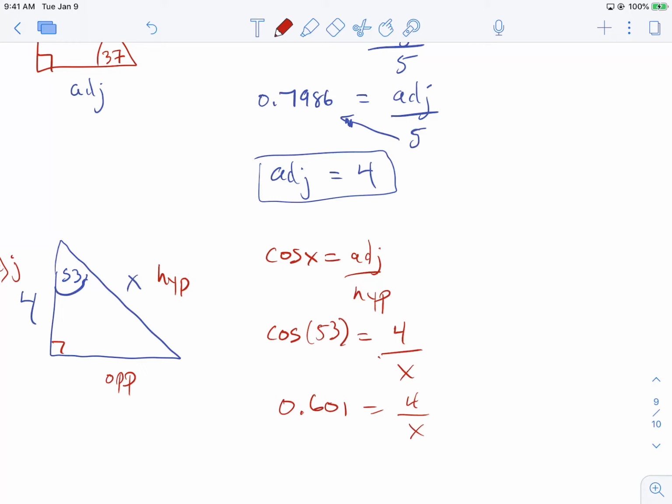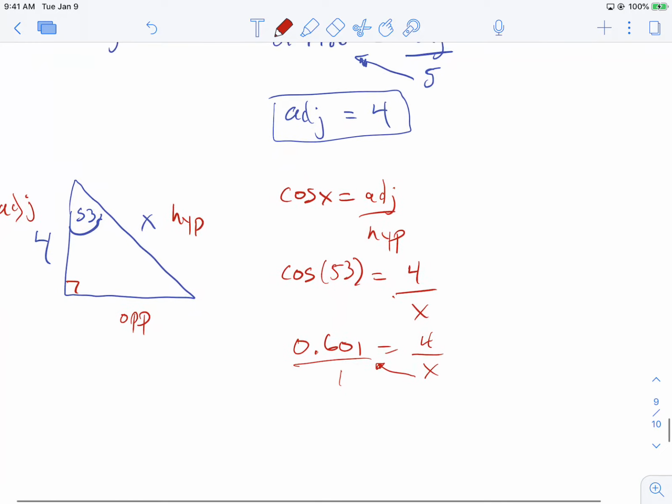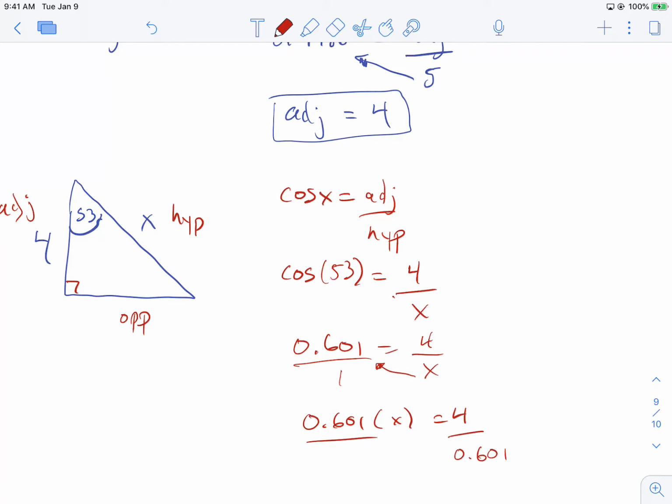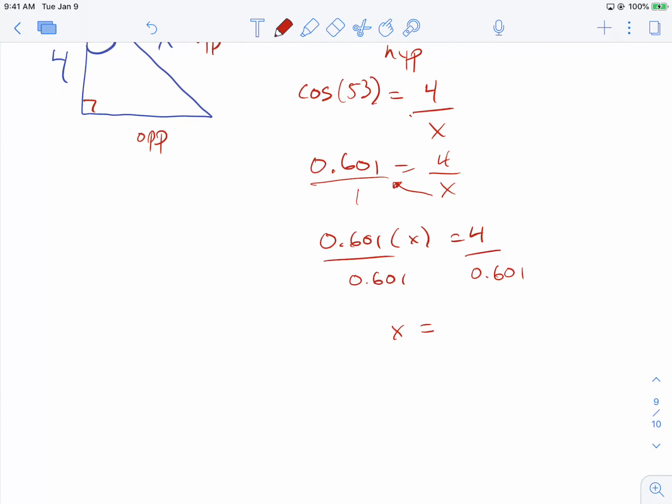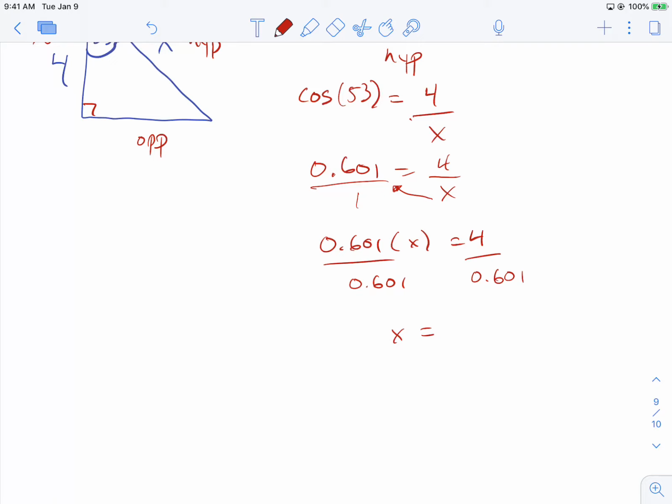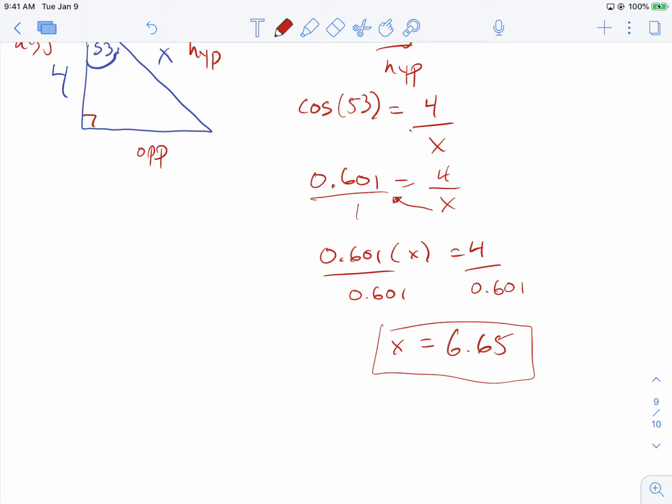And now we can just use our cross multiplication. So we turn that into a little fraction there for us. So we get 0.601 times x equals 4. Divide this side by 0.601, divide this side by 0.601, and we're going to get an x value equal to, let's see what we get, 4 divided by 0.601. So we get 6.65 for our x. Good stuff.